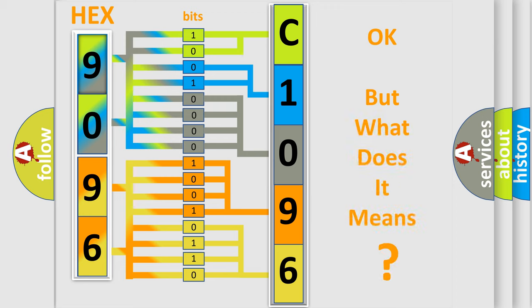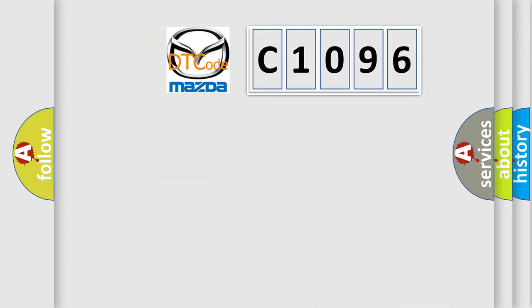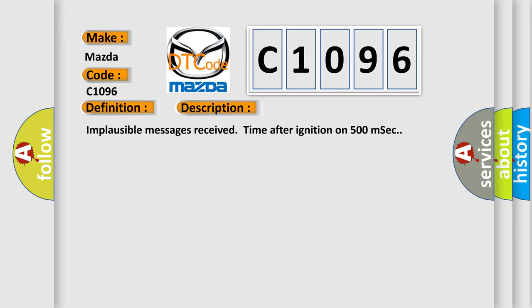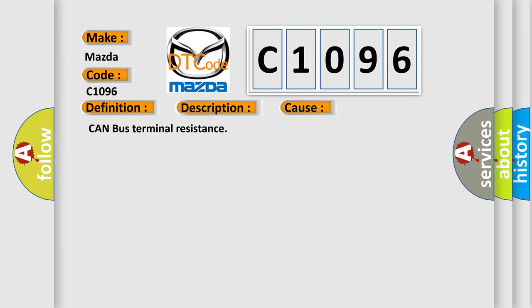The number itself does not make sense to us if we cannot assign information about what it actually expresses. So, what does the Diagnostic Trouble Code C1096 interpret specifically for Mazda car manufacturers? The basic definition is invalid data received from gateway. And now this is a short description of this DTC code: implausible messages received, time after ignition on 500 mSec. This diagnostic error occurs most often in these cases: combust terminal resistance.